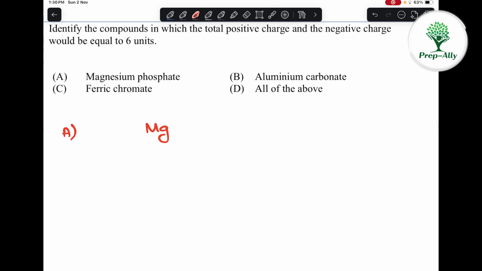Option A, we have a magnesium phosphate, which means I have a magnesium 2 plus ion and I have a phosphate ion. Overall the charge of phosphate ion is 3 minus.